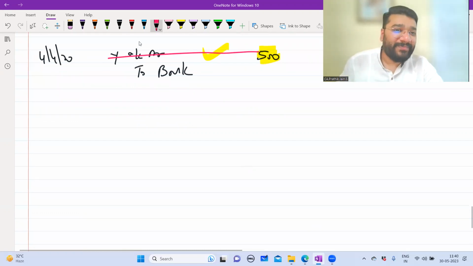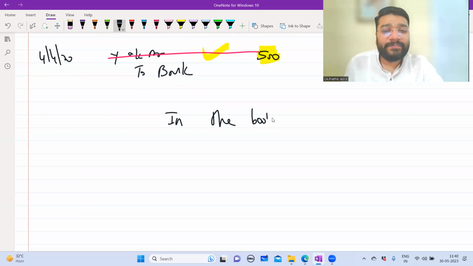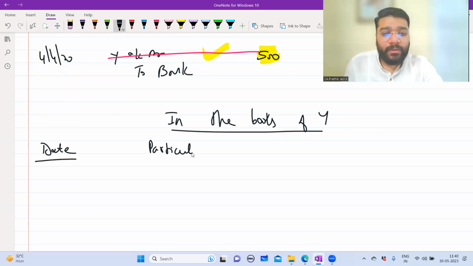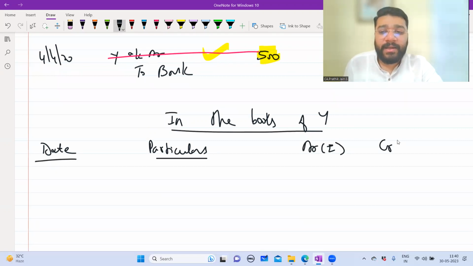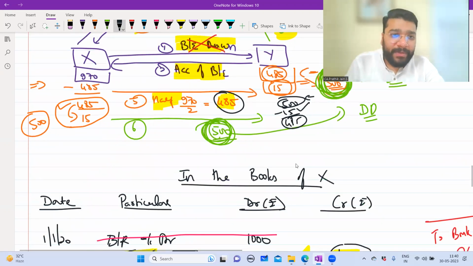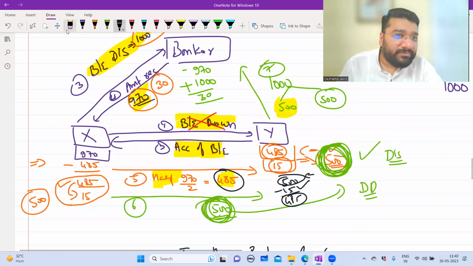Now, in the books of Y. Date, particulars, debit rupees, credit rupees. Now people, if you look at the first transaction, okay, let me erase all this.